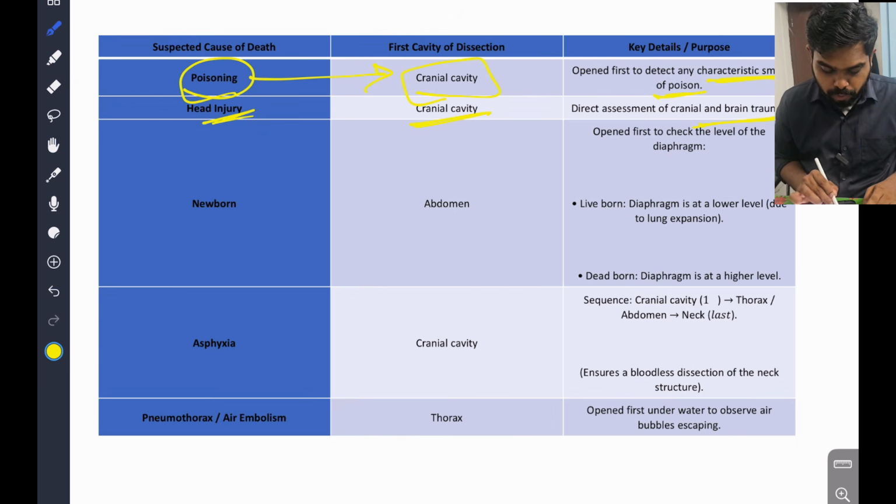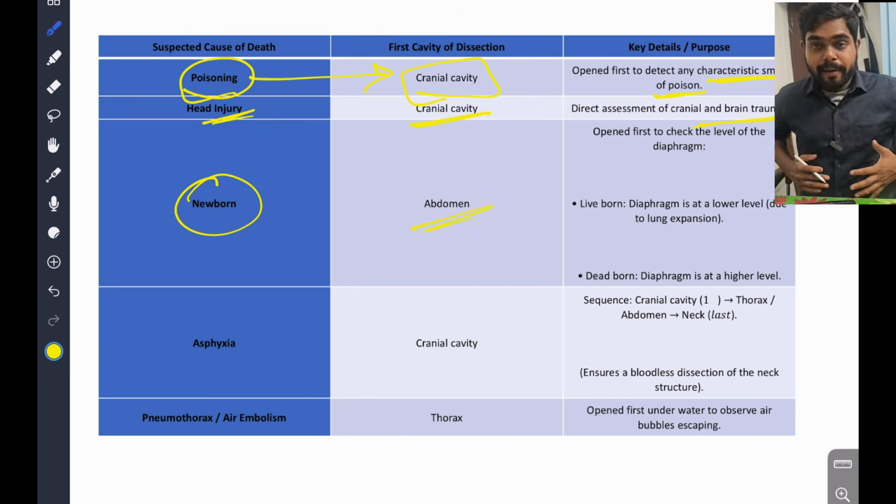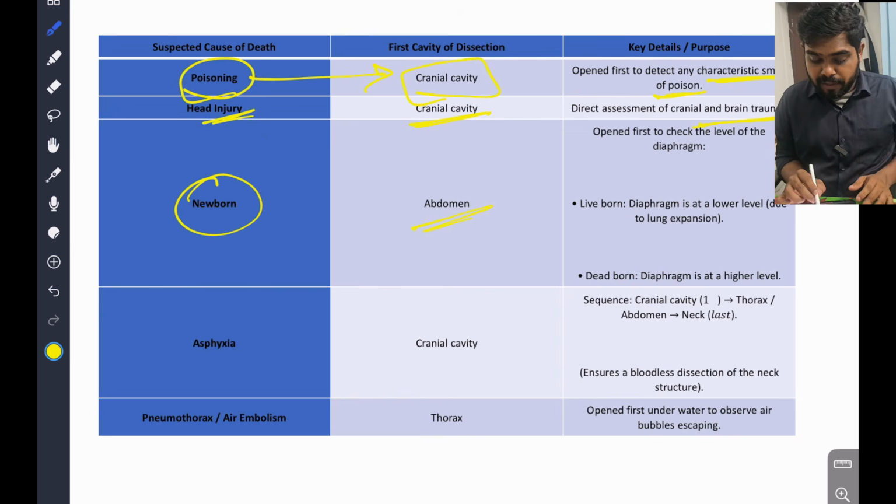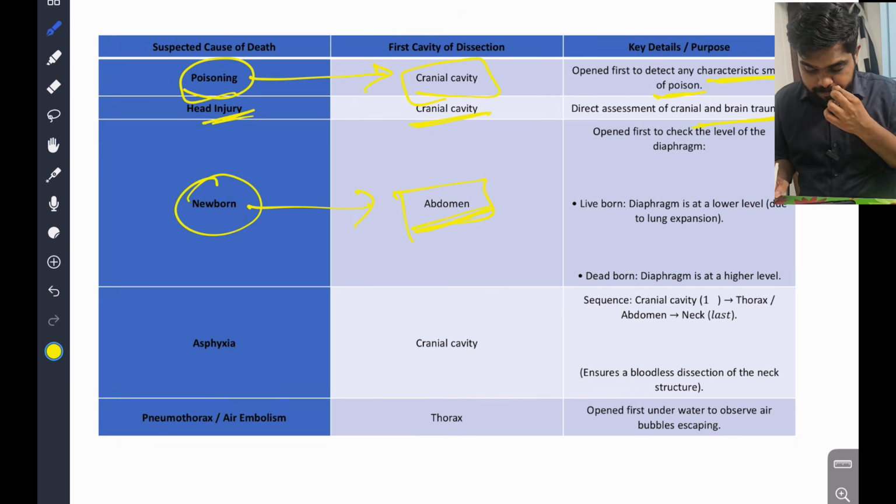In case of a newborn, the abdomen is opened first. This is very important. In a newborn, the abdomen is opened first because we can examine the diaphragm level. If live born, air will enter, and the diaphragm is at a lower level due to lung expansion. But in a stillborn, the diaphragm is at a higher level because there is no air entry. So we can examine whether the baby was born live or not by opening the abdomen first.